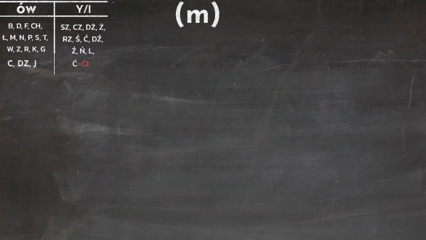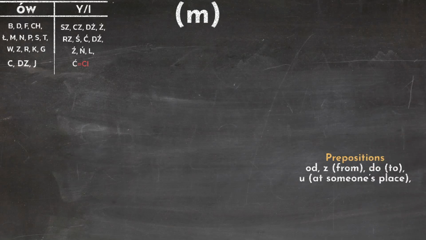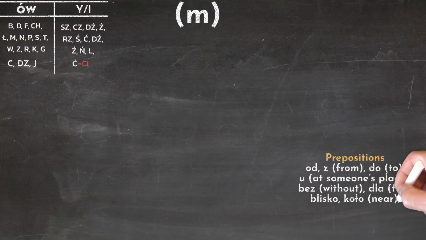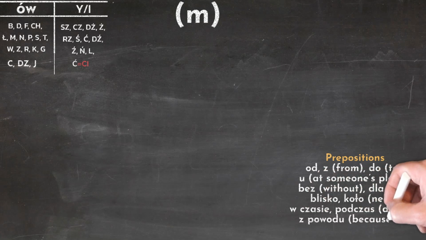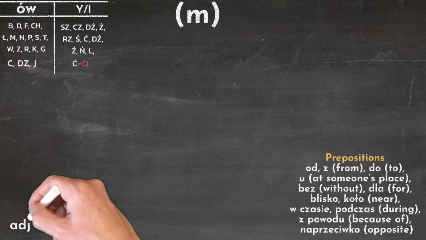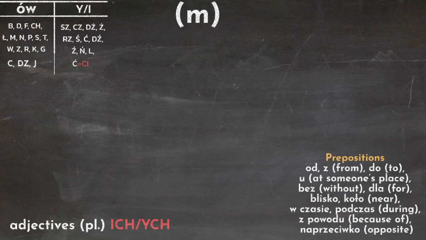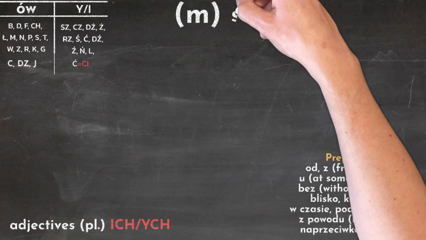Let's see the examples. Let's deal with the masculine category first. To help us out, we have our hard and soft consonants in the left corner of the board. To ensure that nouns are in the genitive case, we'll use the genitive case prepositions, such as od, do, dla, blisko, podczas, naprzeciwko, and so on. Let's make our sentences richer by adding adjectives. This is very easy because all adjectives in plural forms, regardless of gender, will end in ich or ych.